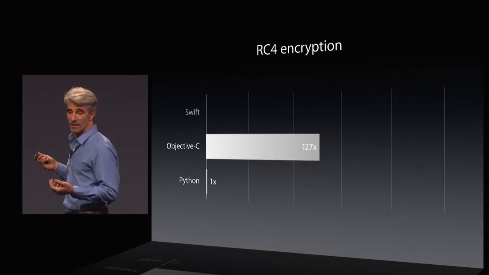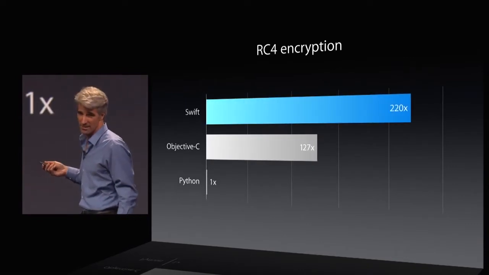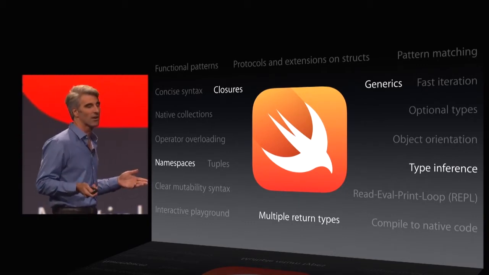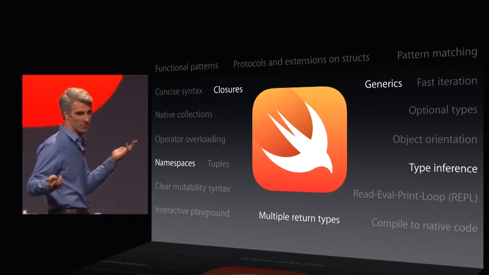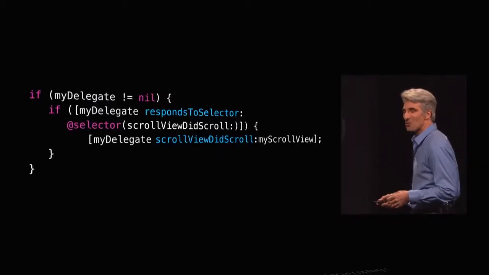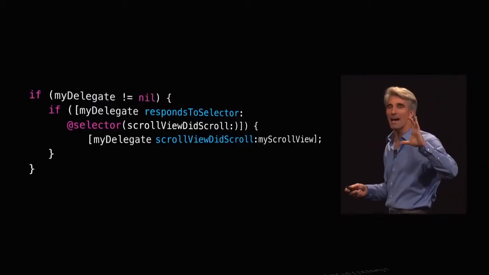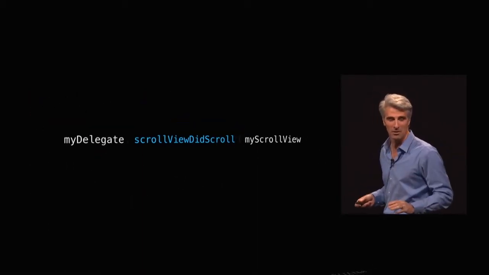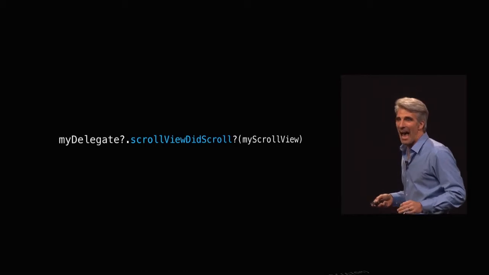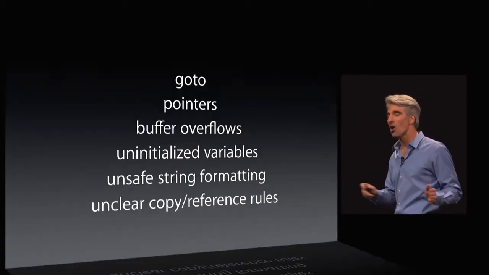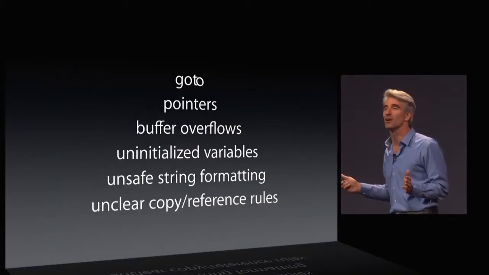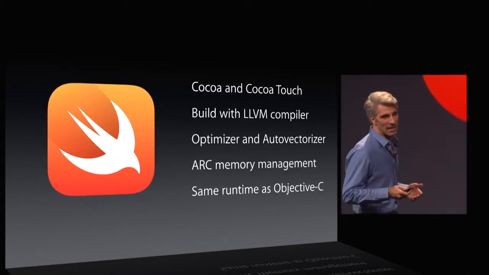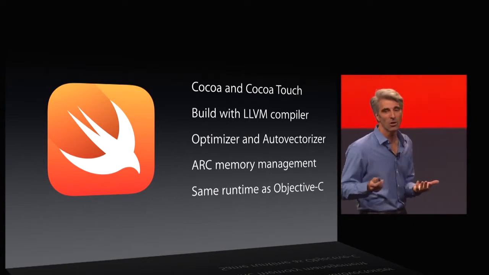But look at Swift. Now, Swift is also modern with features like closures, generics, type inference, multiple return types, and namespaces. With Swift, you're able to reduce a common pattern that you might see in your Objective-C code like this and reduce it to something as simple as this. And Swift defines away large classes of common programming errors. They just aren't possible.